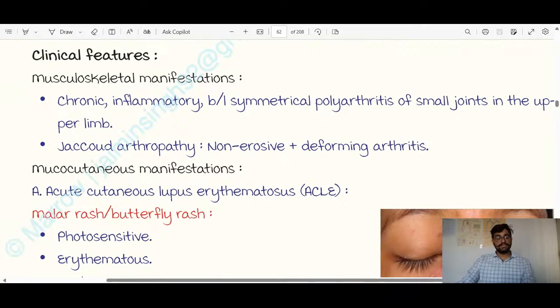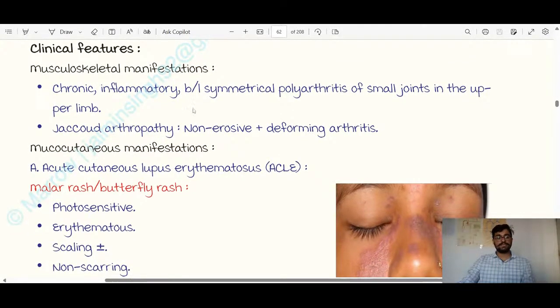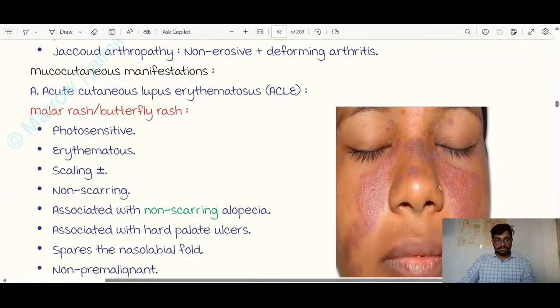What are the clinical features? Now, what are the clinical features of systemic lupus erythematosus? Musculoskeletal manifestation: chronic inflammatory bilateral symmetrical polyarthritis of small joints in the upper limb, Jaccoud arthropathy, non-erosive but deforming arthritis. Okay. Mucocutaneous manifestation.